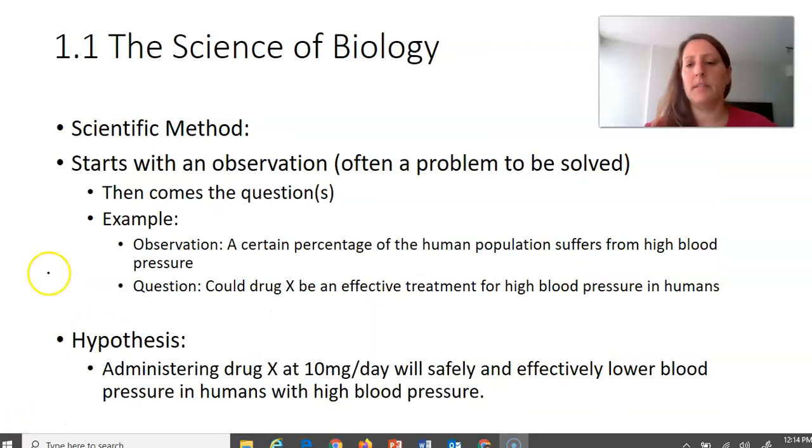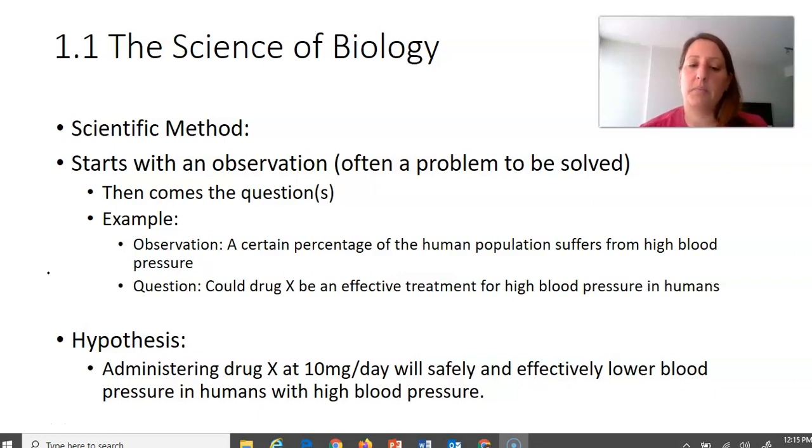Okay, so in the scientific method, you're going to start with observing. Oftentimes what you're observing is some type of a problem that needs to be solved. And from those basic first initial observations, you're going to come up with some questions. Here's an example, and I'm going to go back to the drug studies that we talked about before. So here's an observation: a certain percentage of the human population suffers from high blood pressure. From that observation, this is a question.